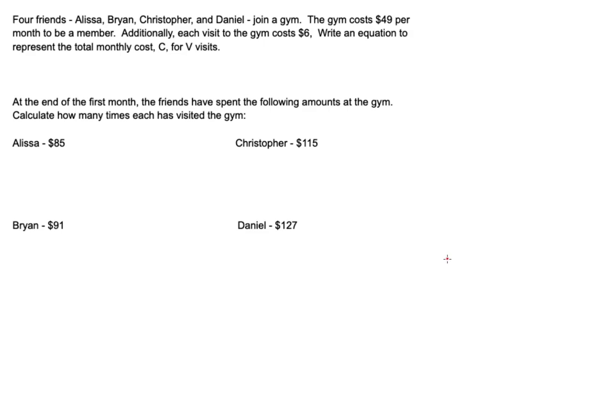So, four friends, Alyssa, Brian, Christopher, and Daniel, join a gym. The gym costs $49 per month to be a member. And then additionally, each visit to the gym costs $6. It's asking us to write an equation to represent the monthly cost, which we'll call C.